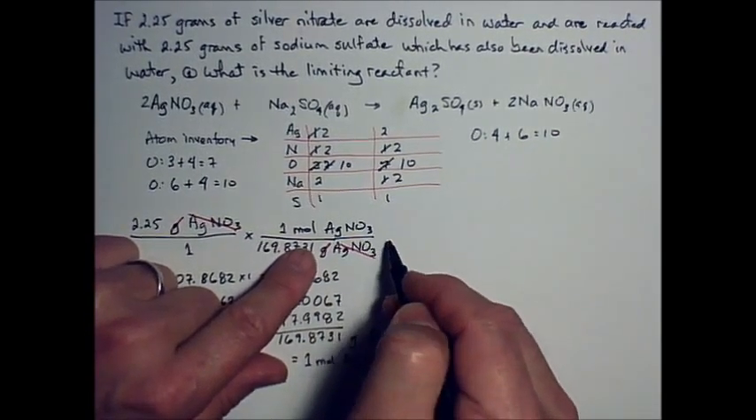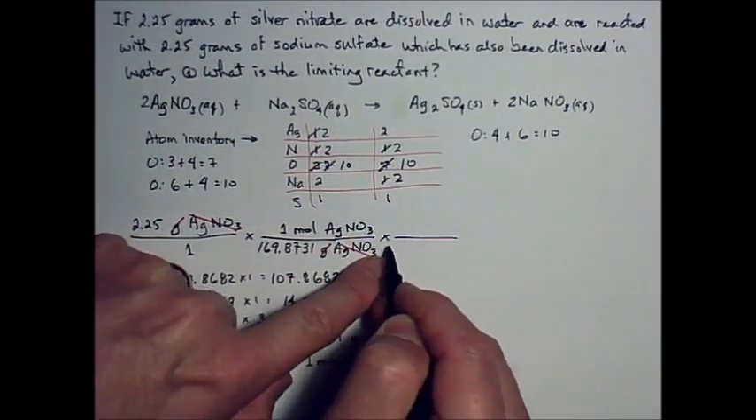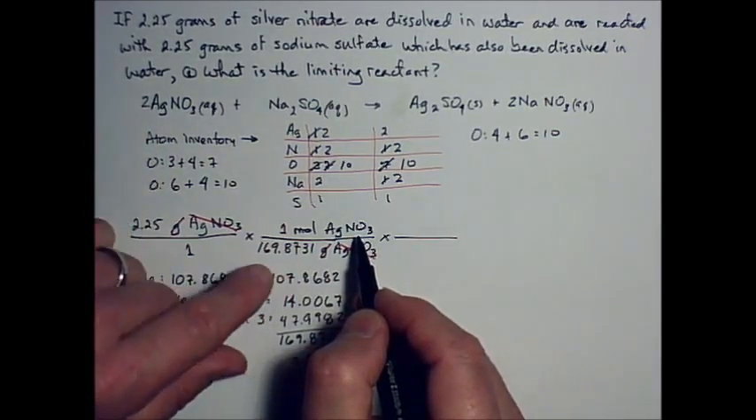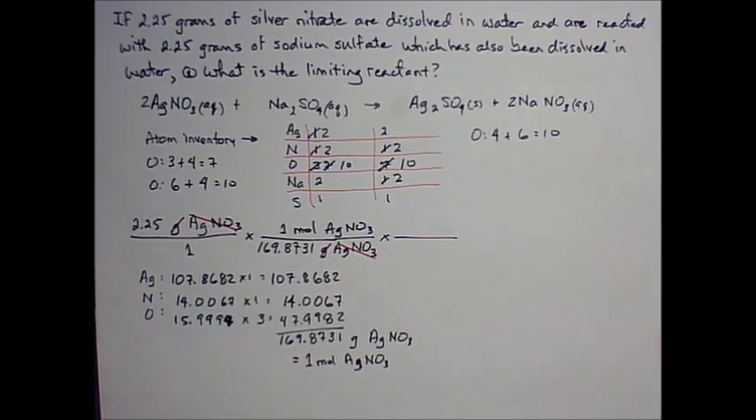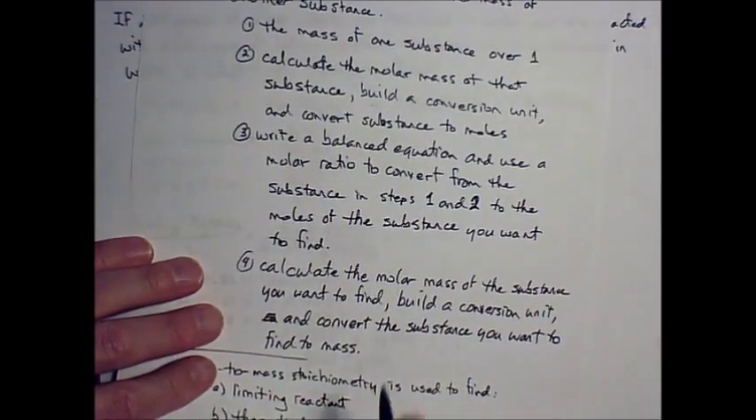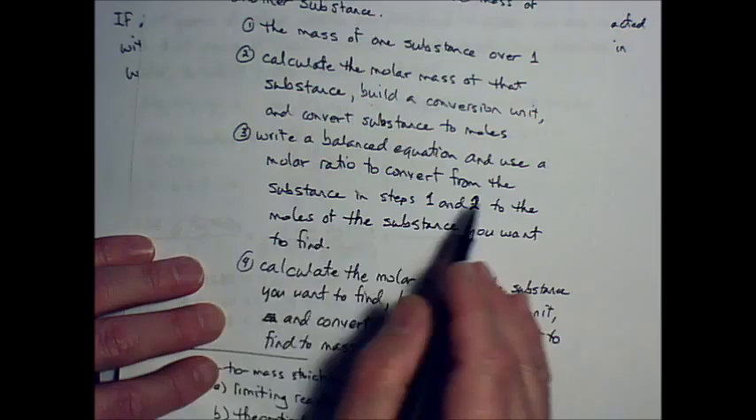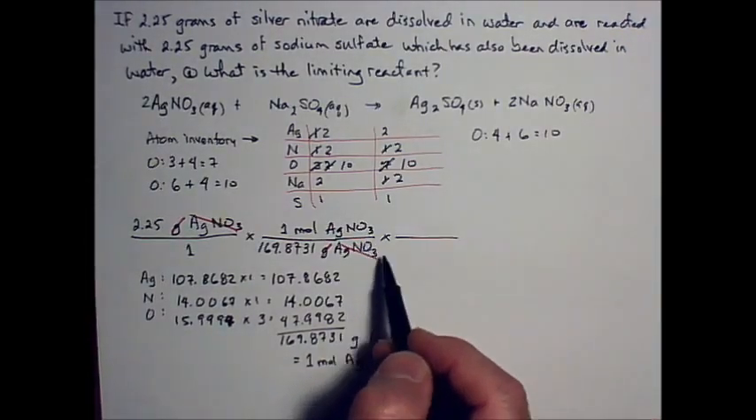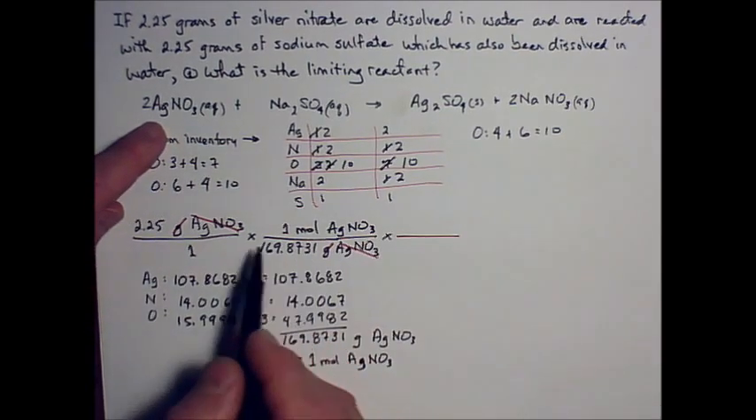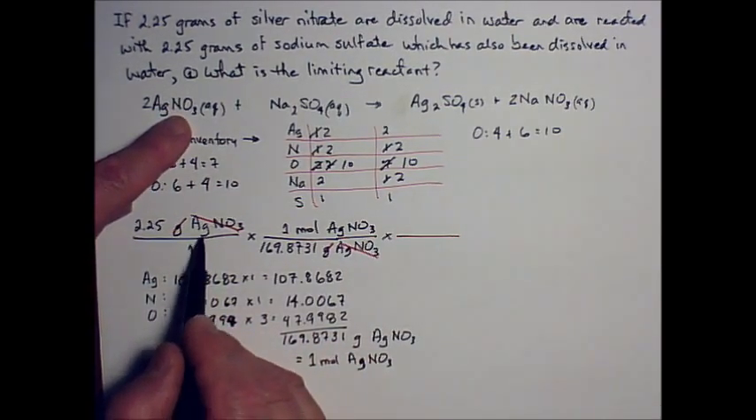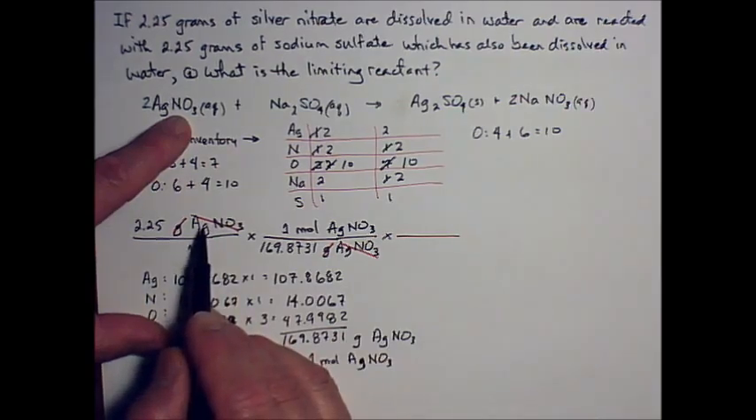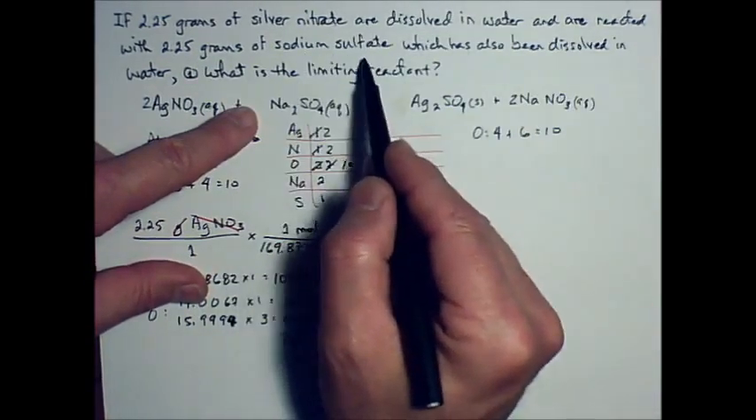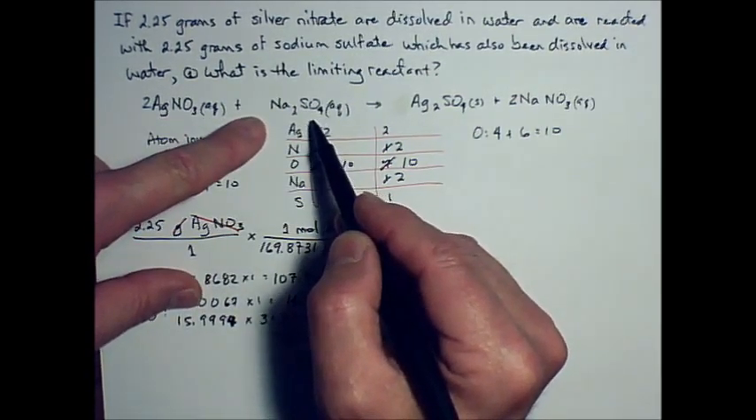Okay? So right now, I know that if I put an equals here, I'd have moles of silver nitrate. Well, once I get the moles of silver nitrate in my list over here, when we first started, I said you're going to write a balanced equation and use the molar ratio to convert from substance 1 to substance 2. We can do that all in the same problem here. This is our substance 1 in the balanced equation and in the problem, the stoichiometry problem. And here's our substance 2. That's what we want to get to. Ask which is the limiting reactant, silver nitrate or sodium sulfate.